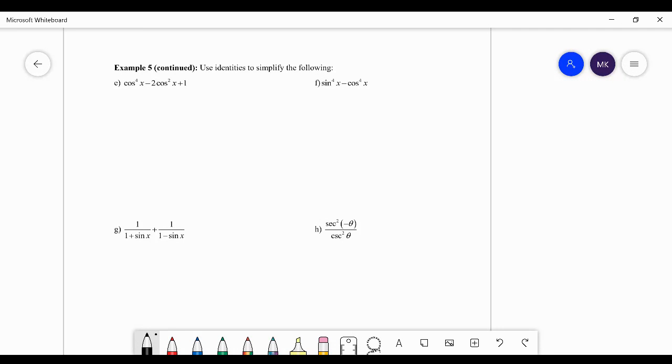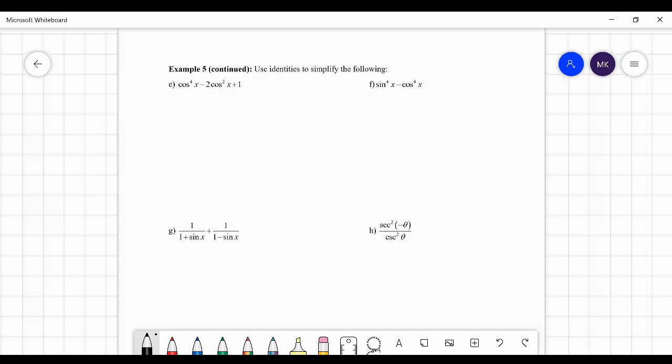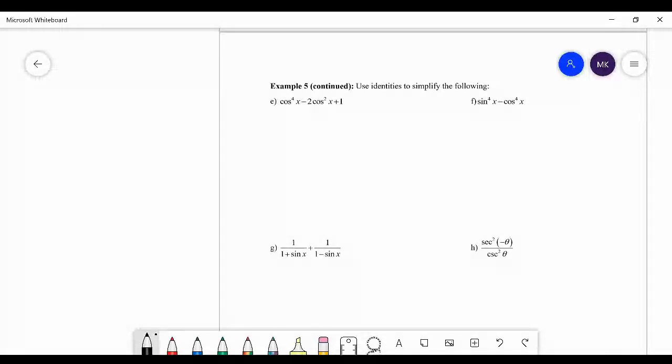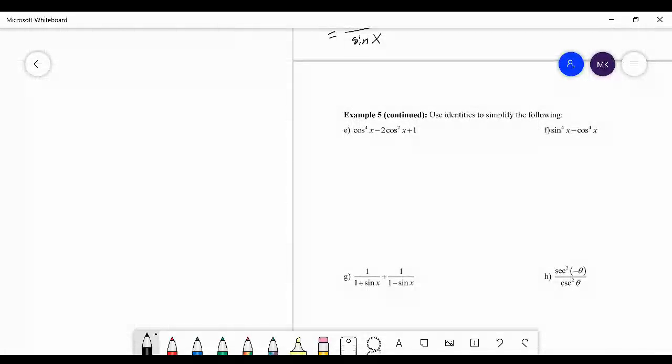What the heck? Now we're dealing with a 4th power. But I want to do something here. Let's rewrite this expression. Let cosine squared x equal y. Now let's rewrite the expression. We have cosine to the 4th x, which would just be y squared.